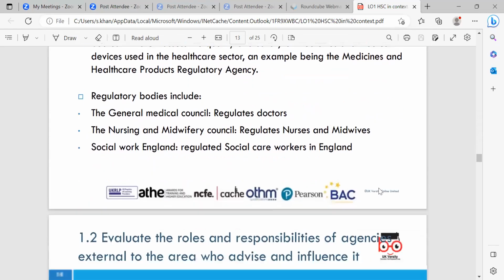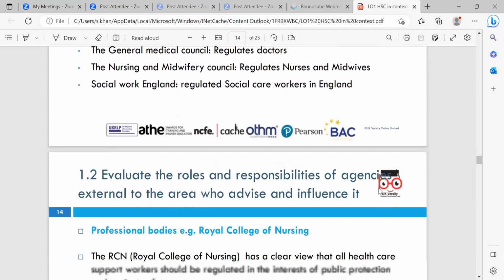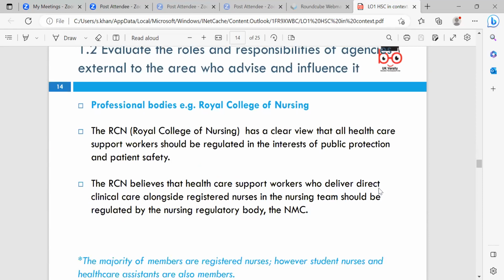Regulatory bodies include the General Medical Council, which regulates doctors, the Nursing and Midwifery Council, which regulates nurses and midwives, and Social Work England, which regulates social care workers in England. 1.2, evaluate the roles and responsibilities of agencies external to the area who advise and influence it. The professional bodies example is the Royal College of Nursing. The Royal College of Nursing has a clear view that all healthcare support workers should be regulated in the interests of public protection and patient safety.